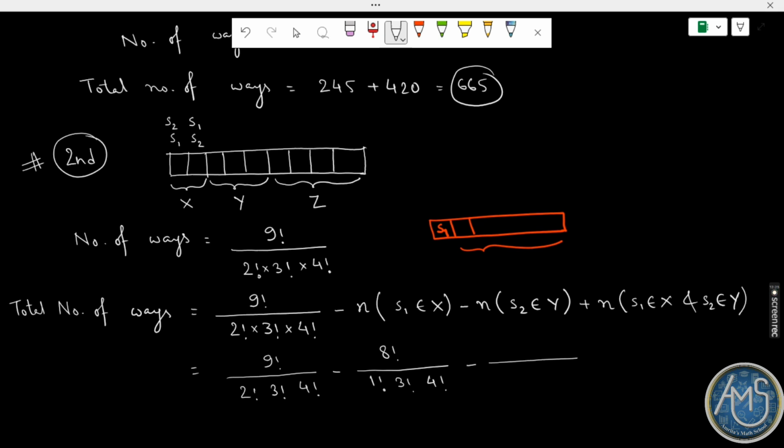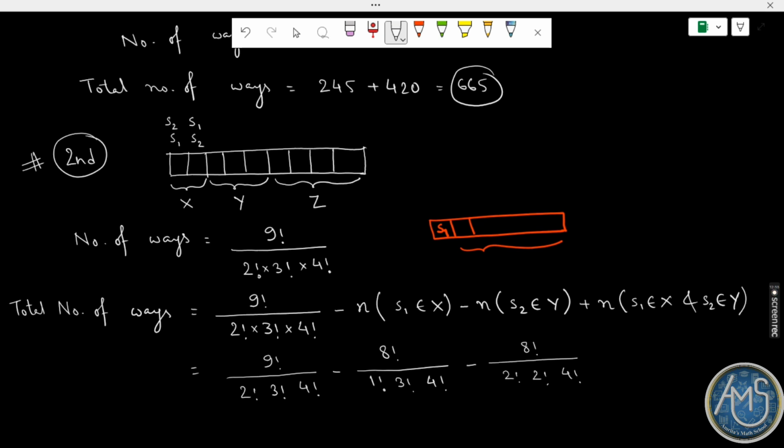Same, if S2 is already in Y, we have only 8 students. Then there is no condition for X, so 2 factorial. And 1 student for Y is already fixed, so out of 3, 1 is fixed, so only 2 students are left. So 2 factorial and 4 factorial we have to remove. That means the order of arrangement is not necessary for the team, so you have to remove those arrangements only.